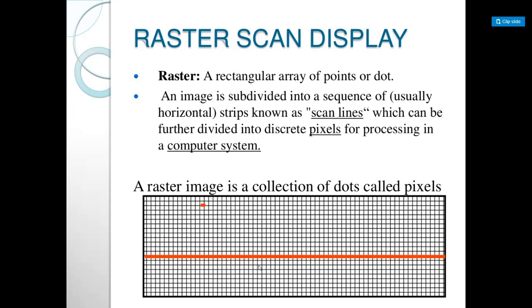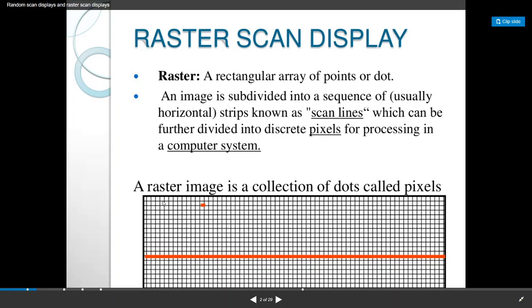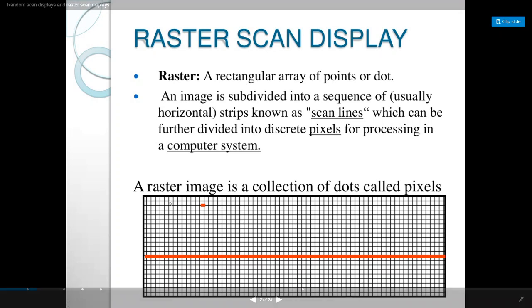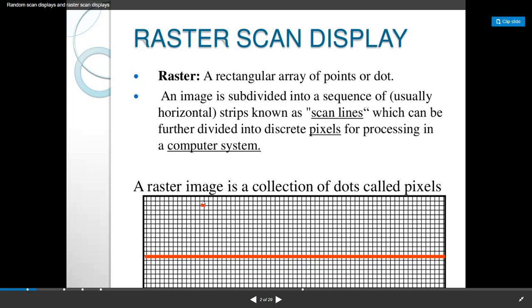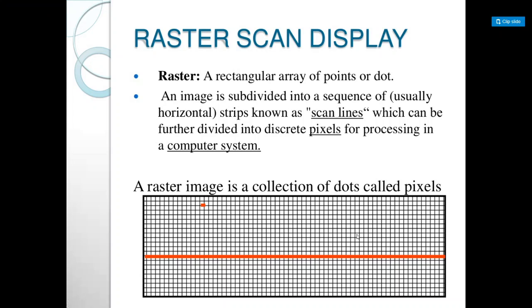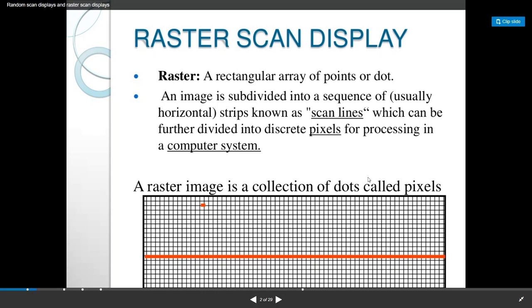A raster scan is nothing but a rectangular array of points or dots. That is nothing but these grids, we can say rows and columns. What intersects at a point, we call a pixel, and the lines or rows we call scan lines. Usually called horizontal strips, the scan lines are further divided into pixels for processing in a computer system.